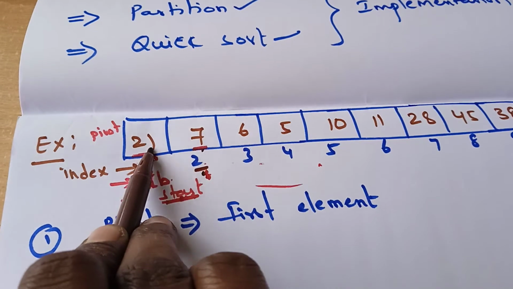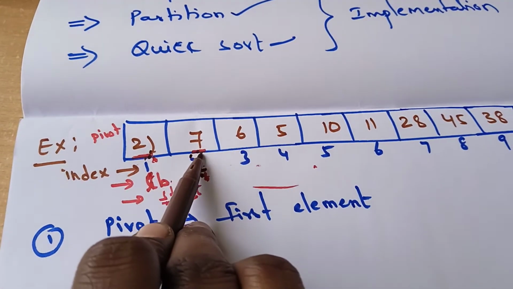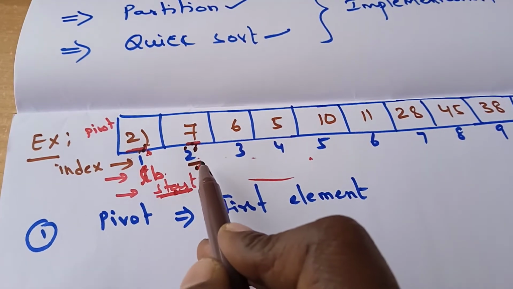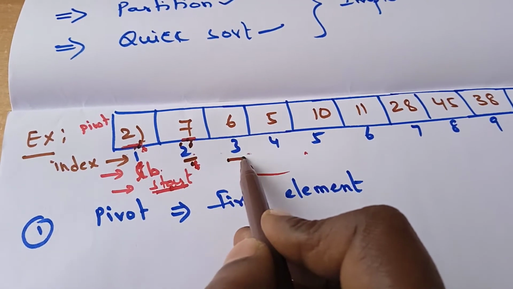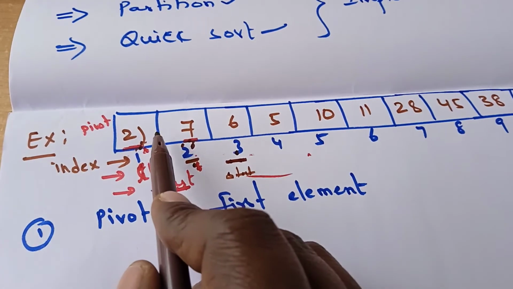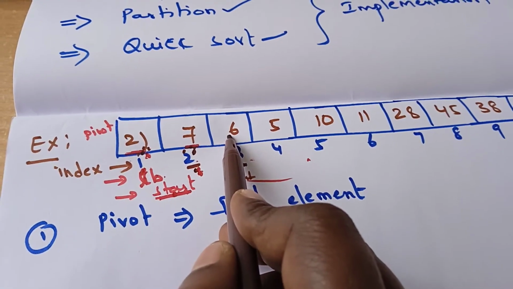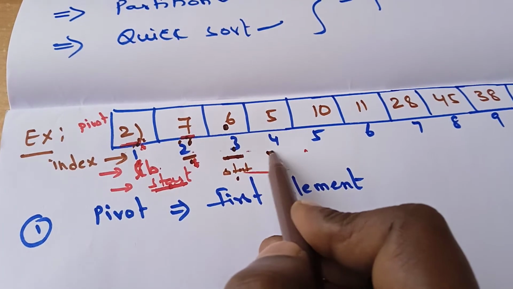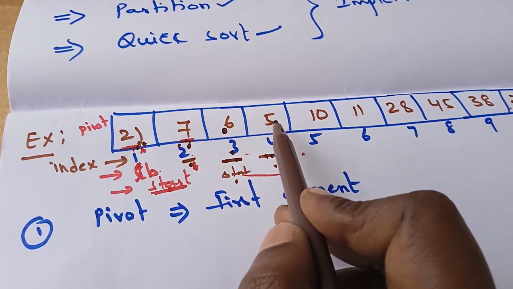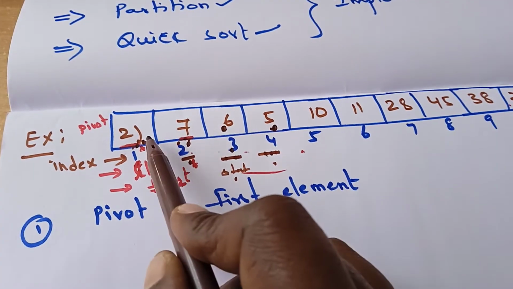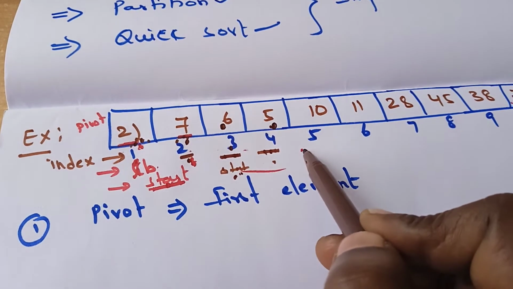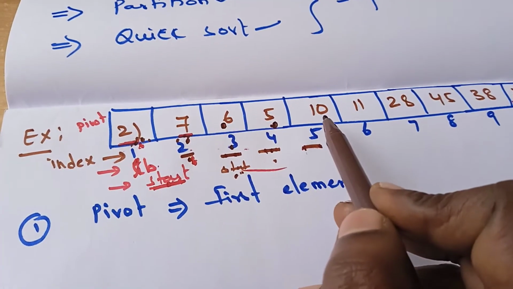Next element is 7. 21 and 7, found to be lesser. A lesser element should be on the left side only. So again we increase the index. Now the start pointer will come here. Now 21 and 6, lesser. Yes, increase the index. Now will come here. 21 and 5. Now it is also found to be lesser than your pivot element. Then again increase the index. Now will come here. 21 and 10.